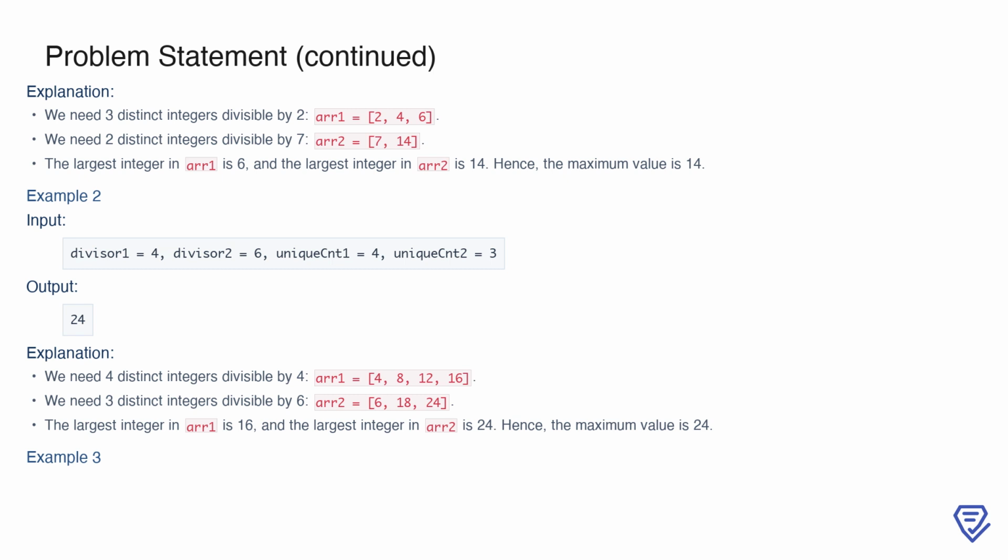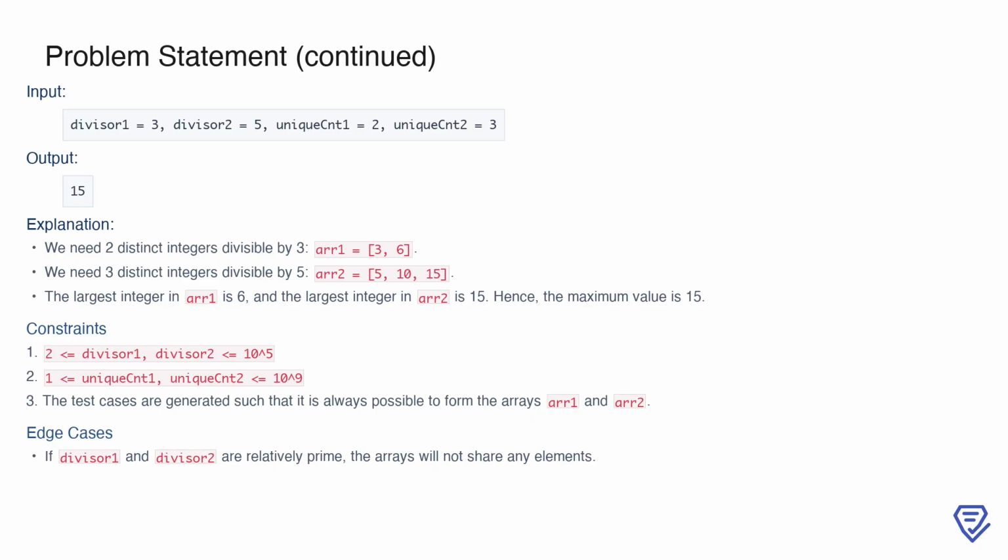Now, for another example, let's take divisor1 as 4, divisor2 as 6, unique CNT1 is 4, and unique CNT2 is 3. We can construct ARR1 as 4, 8, 12, 16, and ARR2 as 6, 18, 24. The largest number in ARR1 is 16, and the largest number in ARR2 is 24, so the result is 24.